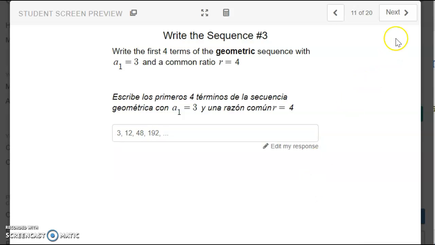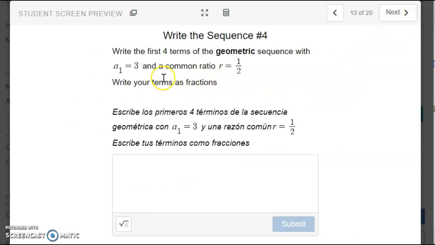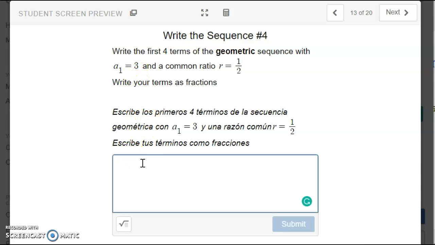Okay, then move on to the next card. And that was my answer, and that is identical to the correct answer. So yeah, I'm doing well. Okay, and then last one. Write the first 4 terms of geometric sequence where a of 1 is 3. That means the first term is 3.